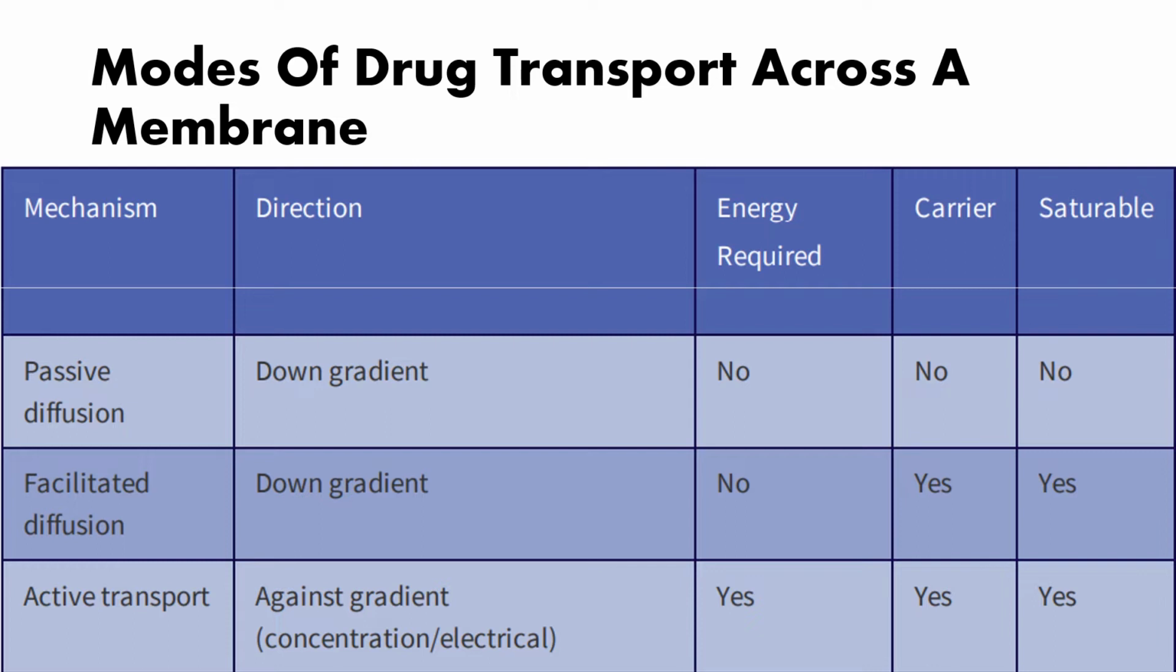Active transport, the direction of active transport is against the gradient, or against the concentration or electrical gradient. They do require energy because they are against the gradient and they have carrier molecules and they are saturable.